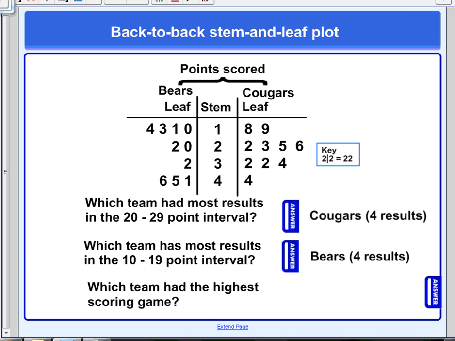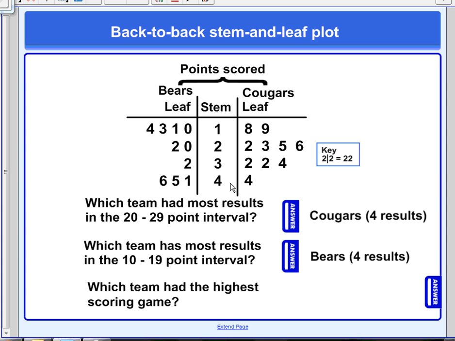Now, with our last question, we have, which team had the highest scoring game? Well, we can look down all the way to our 40 spot. We can say, well, the Cougars had 44, but the Bears had 41, 45, and 46. So we would say the Bears at 46.